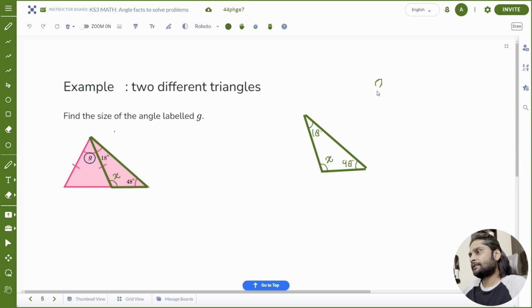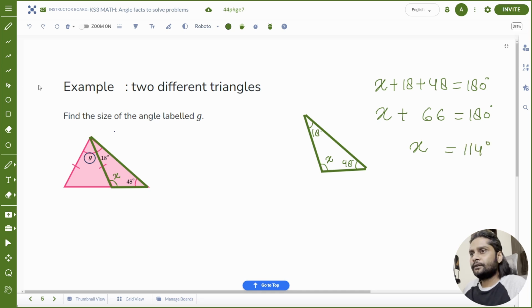You can easily figure out the value of x. You know that the sum of the three angles, x plus 18 plus 48, will give you 180 degrees. As you simplify this equation, you get 66 here. As you take away 66 from both sides, you directly get 114 degrees. So at least you got the value of x, students.